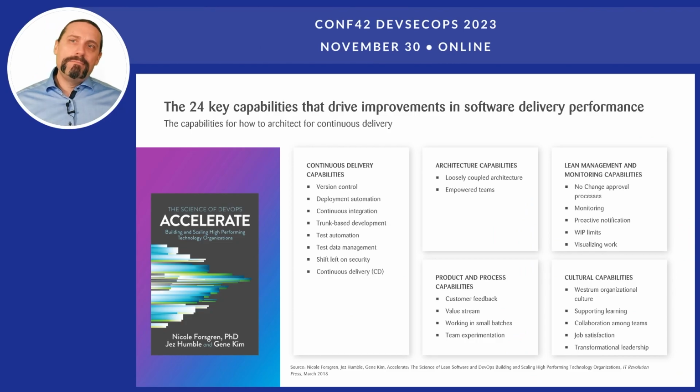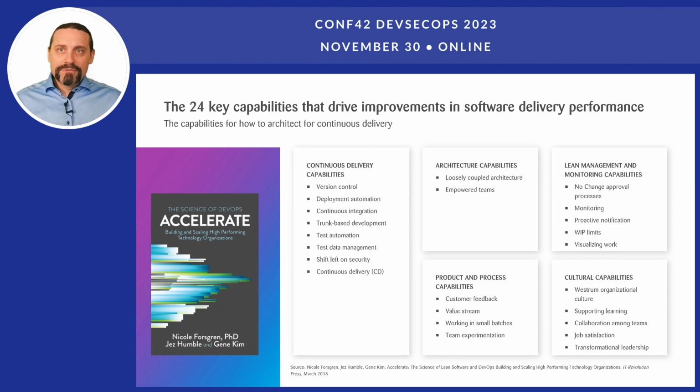So to be able to do such things, you need DevOps. And DevOps has been analyzed scientifically in the book The Science of DevOps, Accelerate, which I can highly recommend you read. In this book, they have found 24 key capabilities which drive improvements in software delivery performance.